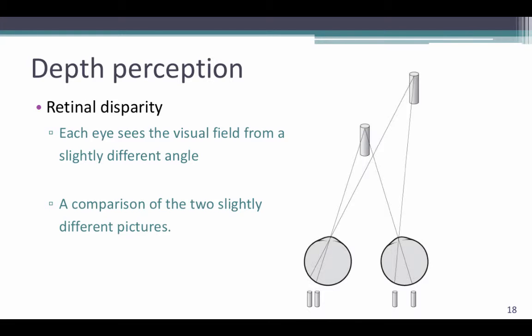Depth perception is also something that's developed. There is retinal disparity that exists as each eye sees a different visual field from a slightly different angle. The cortex needs to compare two slightly different pictures in order to determine the spatial arrangements of the objects of interest.